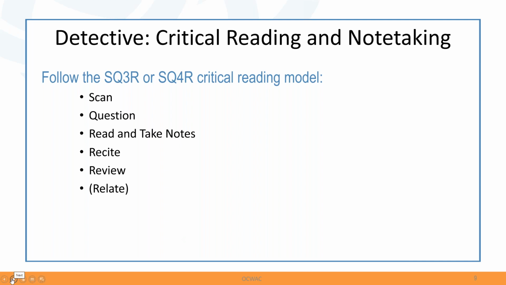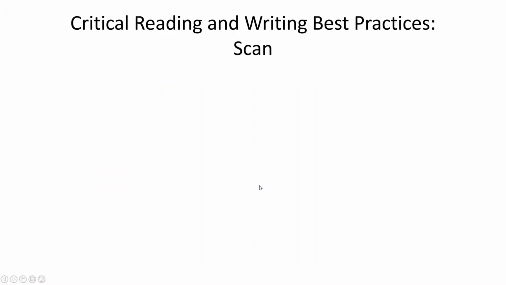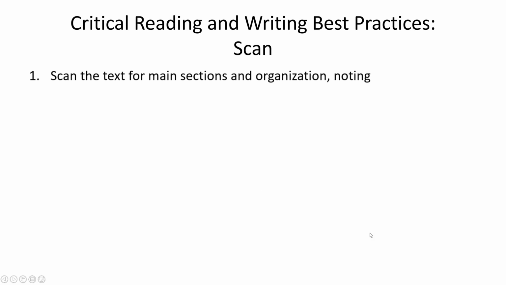I'm going to take you through relatively quickly what's called the SQ3R, also sometimes known as the SQ4R critical reading model, and it has several steps. The first step is scanning your text. So when you're ready to begin putting together, we'll just say, even an annotated bibliography, but somewhere where you are going to need to read very critically because you're going to have to convey those ideas in some parameter, the first step is to scan the text for organization.